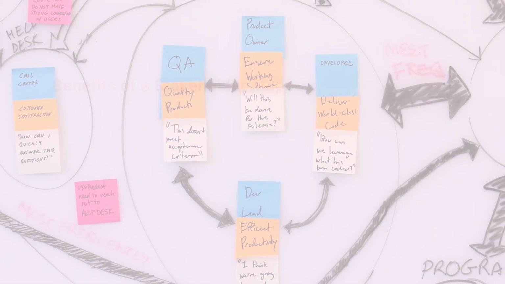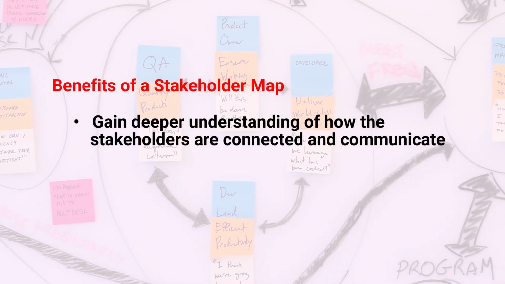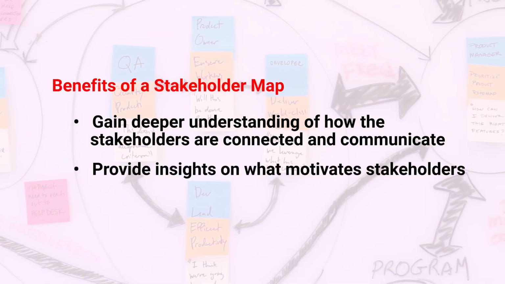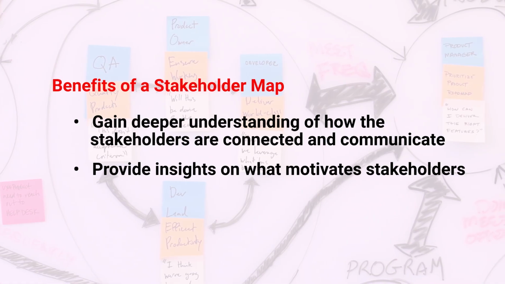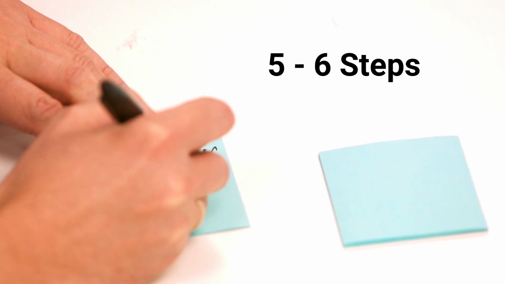Key benefits of developing a stakeholder map include understanding how these relationships can uncover where the potential issues are and get the team to start thinking about how to resolve them in a way that makes sense for each stakeholder. Stakeholder mapping can be broken down into 5 to 6 steps.